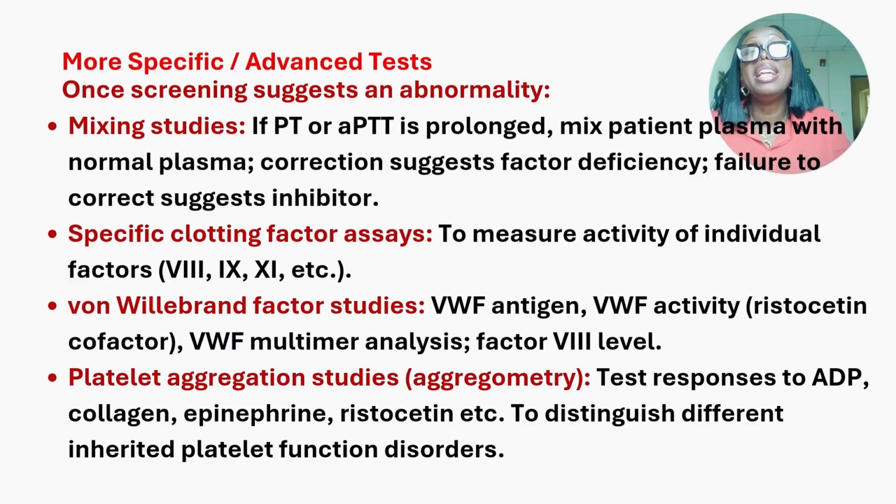Now we'll carry out what we call mixing studies, and mixing studies involve having a normal pool plasma and then mixing it 1:1 with the patient plasma. And then you now repeat the test all over again. When you repeat the test, if it is a factor deficiency, it will be corrected. That means the PT will be normal and the APTT will also be normal if it is APTT you're assaying. But if it is as a result of an inhibitor, it will not be normal, it will not be corrected.